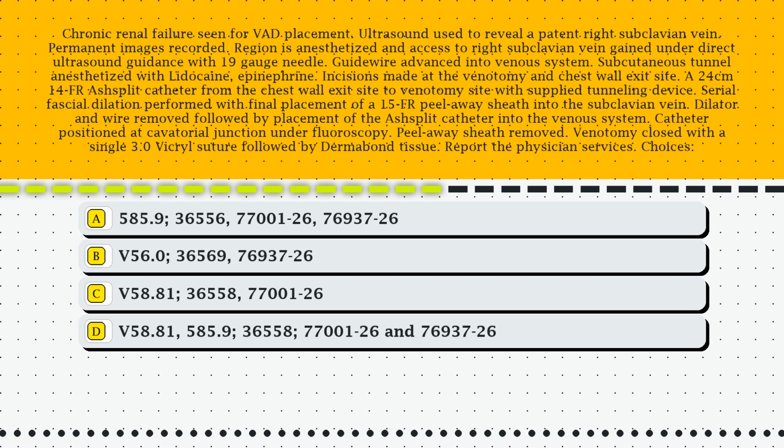A 24 cm 14 FR split catheter is tunneled from the chest wall exit site to the venotomy site with supplied tunneling device. Serial facial dilation performed with final placement of a 15 FR peel-away sheath into the subclavian vein. Dilator and wire removed followed by placement of the split catheter into the venous system. Catheter positioned at cavoatrial junction under fluoroscopy. Peel-away sheath removed. Venotomy closed with a single 3.0 Vicryl suture followed by Dermabond. Report the physician services.